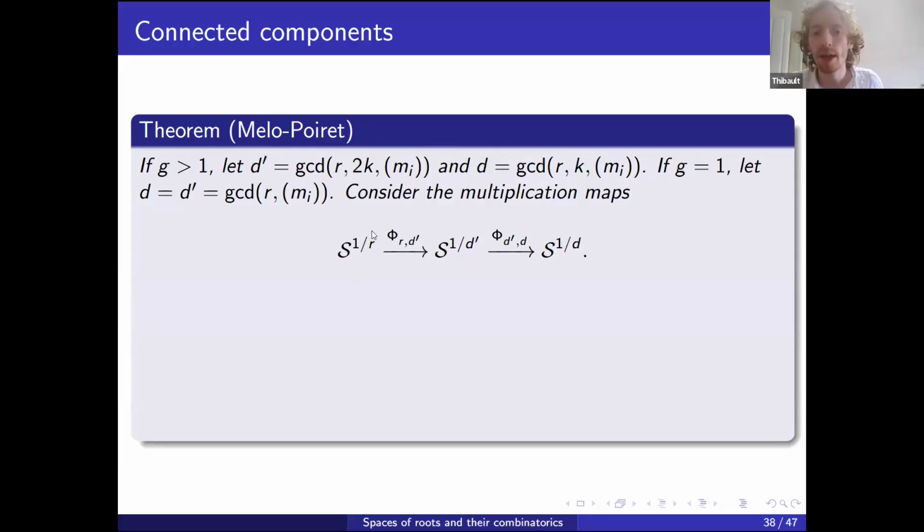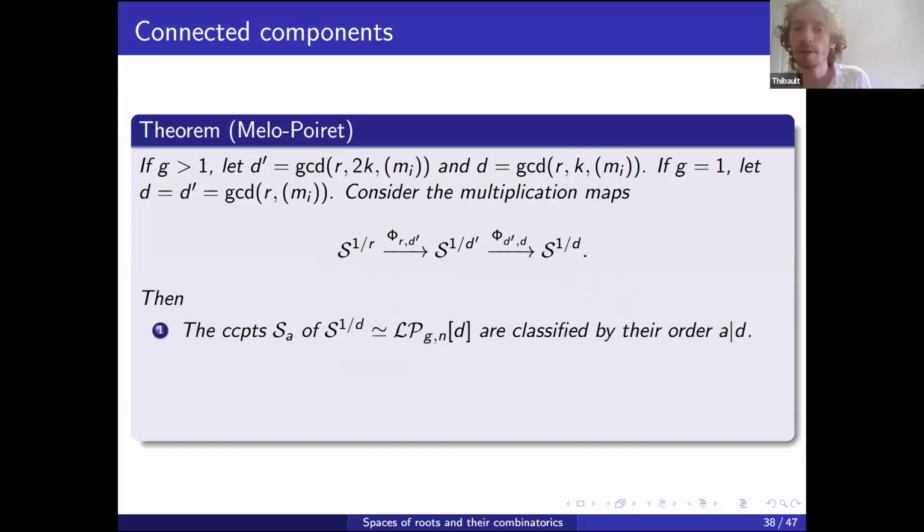And now I'm going to look at the sequence of multiplication maps going from R-th roots to D prime roots to D-th roots. All of these maps are surjective. And so if I want to understand the components of the left-hand side, what I can do is understand the components on the right-hand side, understand whether they split or not when I pull them back along the first map. This tells me what the components in the middle are, and then I do this again. So that's what we're going to do now.